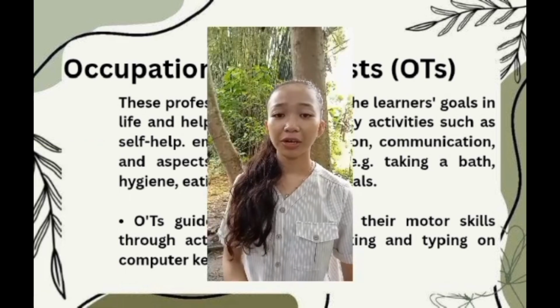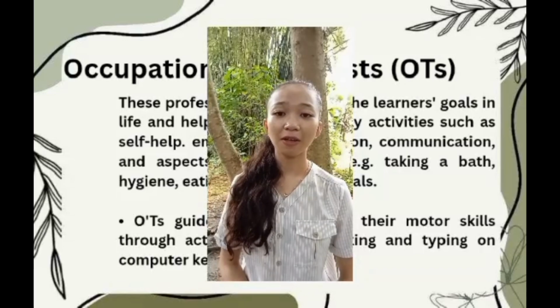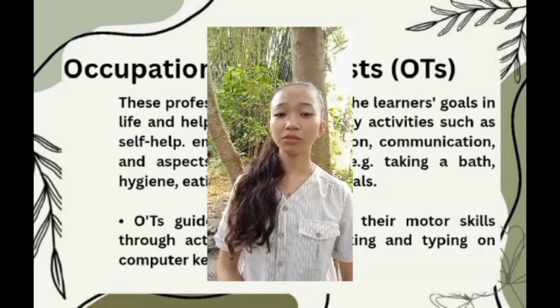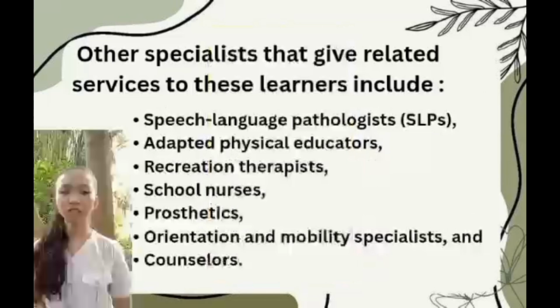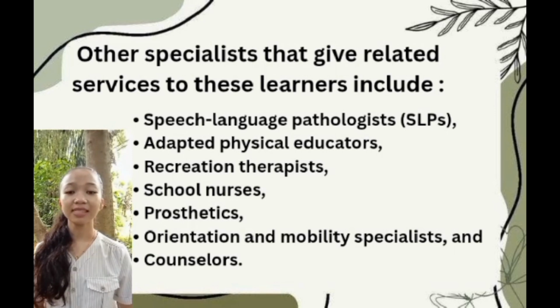So they collaborate with learners to establish realistic goals related to self-help, employment, and recreational activities, ensuring that these goals are aligned with the students' aspirations and capabilities. So next we have other specialists that give related services to these learners, which include speech language pathologists or SLPs, adapted physical educators, recreation therapists, school nurses, prosthetists, orientation and mobility specialists, and counselors.